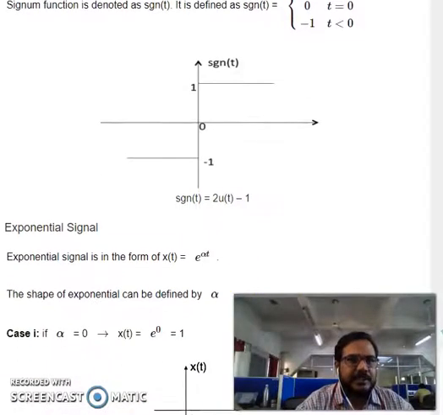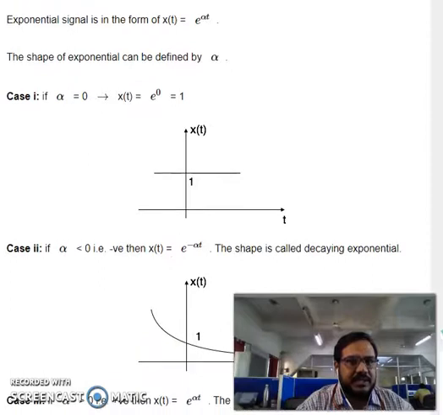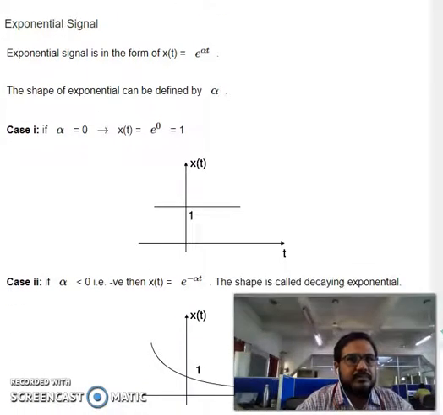Now exponential signal. Exponential signal is of the form x of t is equal to e power alpha t. Based on the value of alpha, the graphical shape of the exponential is defined. If alpha is equal to 0, then x of t is equal to e power 0, which is 1. Anything to the power of 0 is 1. So x of t is equal to 1.